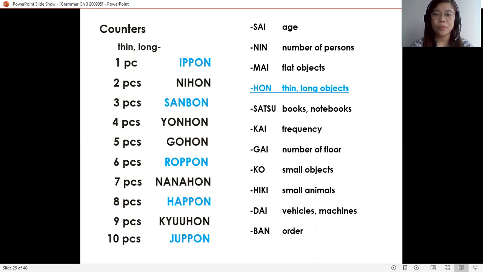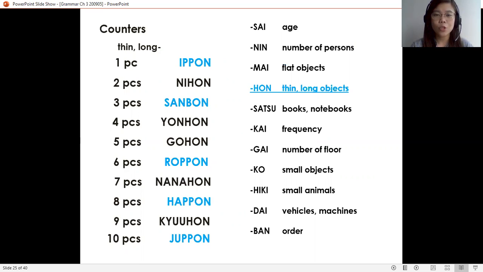Next, we have hon, so for your thin, long objects. So this one, we have a couple of special sounds. We have the special sound for 1, 3, 6, 8, and then 10. So let's look at the special sounds first. So we have ippon, sanbon, roppon, happon, and juppon. So please take note of the double consonants here. And of course, for the three pieces, instead of P, you will say B, sanbon.